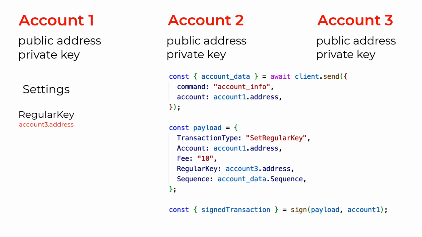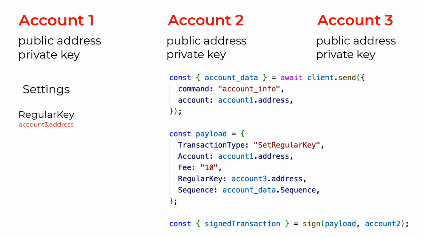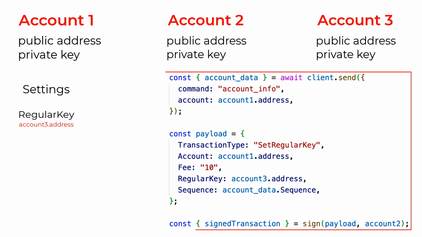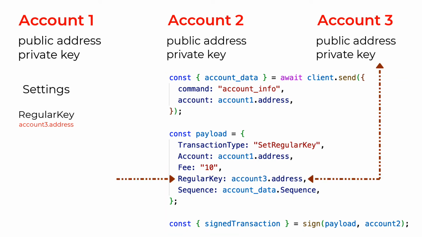Another way of changing the regular key is using the regular key itself. For example, if account 2 is still the regular key, it can sign this transaction and vote itself out of being the regular key of the main account. Here the fee can never be 0. With this transaction, account 3 will be the regular key of the main account, and account 2 can no longer authorize the transactions for the main account because it's no longer the regular key.